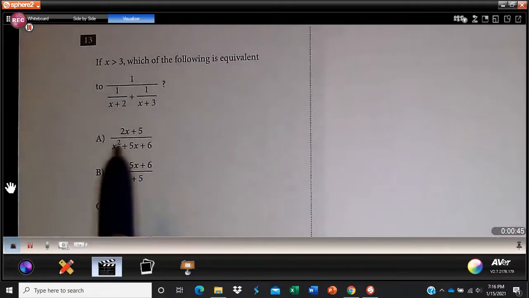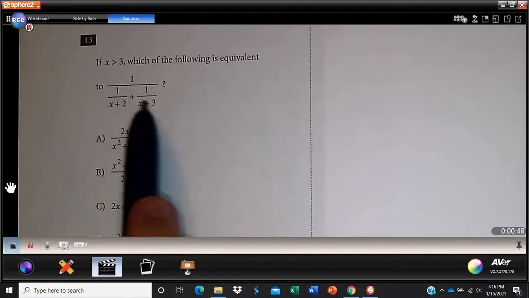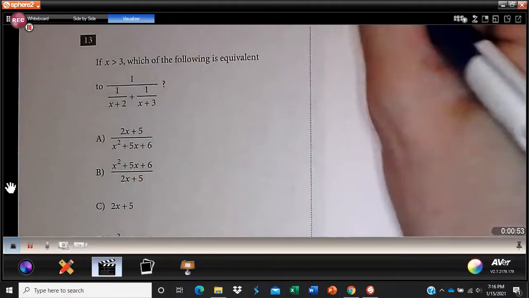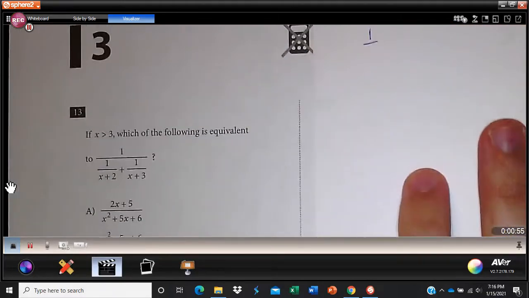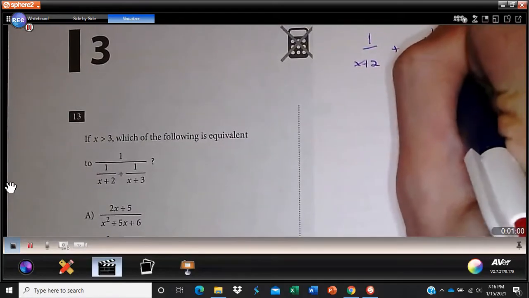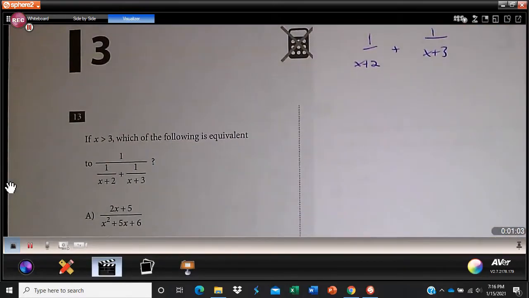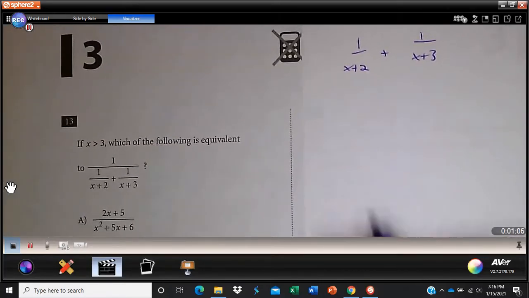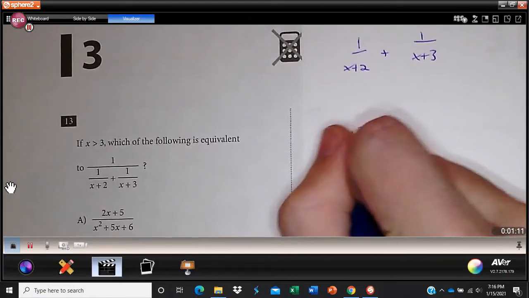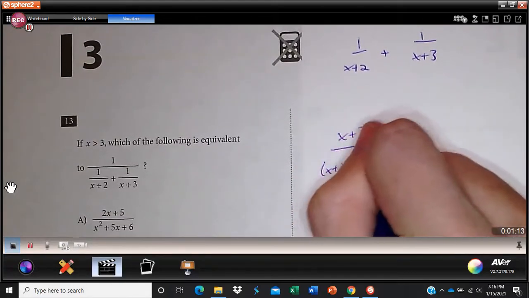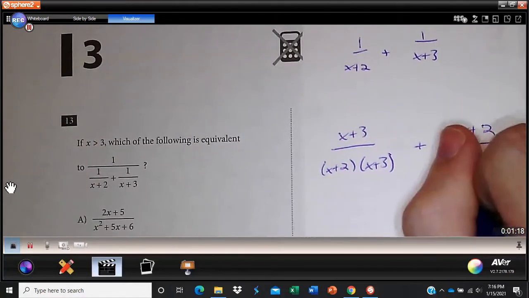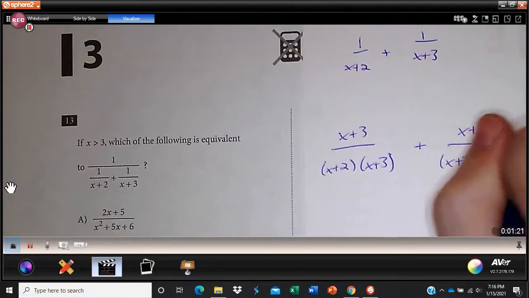First things first, however, we see that the thing to the left here and then we have a thing to the right. We can put those together. That should be our first step. So 1 over x plus 2 plus 1 over x plus 3. So how are we actually going to put these together? Well, they need to have the same denominator. So in order to get the same denominator, we can do x plus 3 over x plus 2 times x plus 3 plus x plus 2 over x plus 2 times x plus 3.